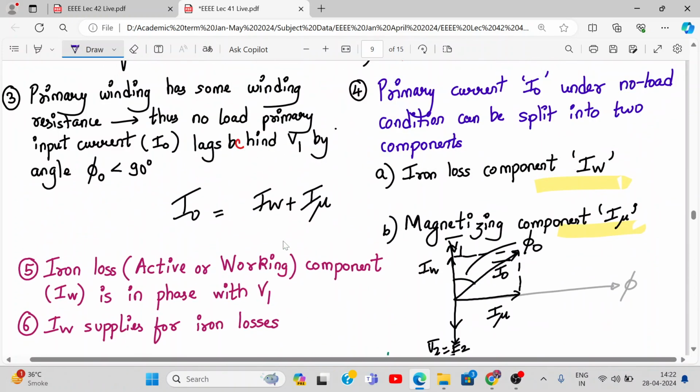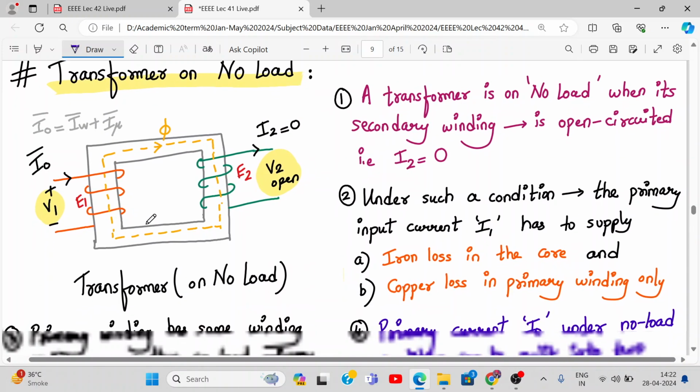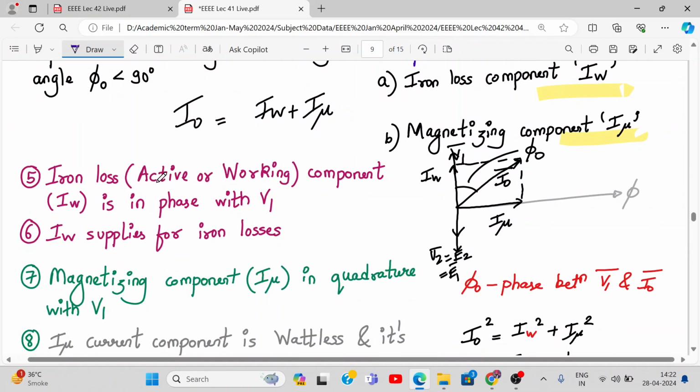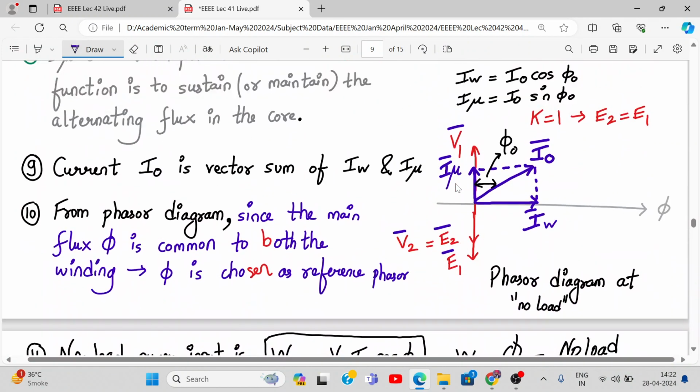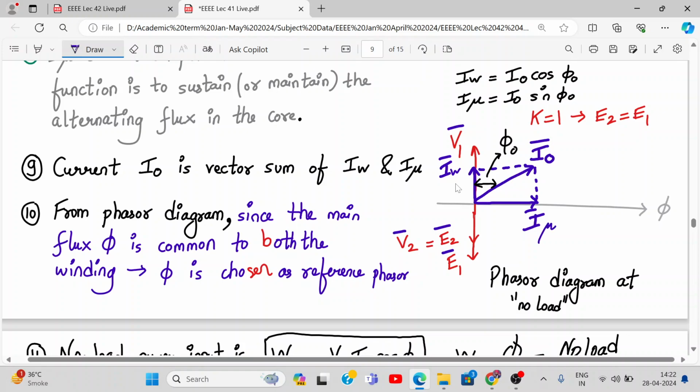So basically what I am saying is, on the primary side we have two more currents, IW and I mu. IW is the useful current, and I mu is the wattless current. Here you have written that the iron loss active or working component IW is in phase with V1. So yeah, this will be IW only. Last time we had done it correctly. This is IW, which is in phase with V1, and this will be quadrature phase, which is 90 degrees apart. So that was correct, don't make any changes. Okay, so I naught is the vector sum of IW plus I mu. So this is in the no load condition.